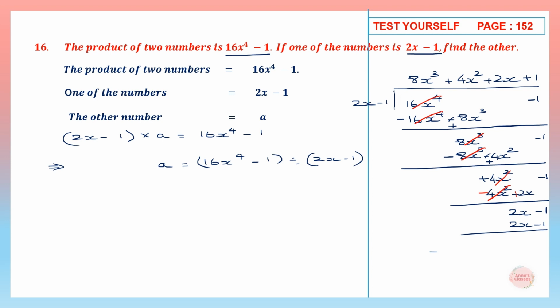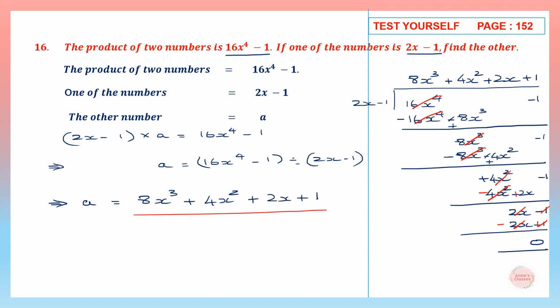So here we've got the same terms. Let's change the signs because we are subtracting. This becomes minus, this becomes plus. Now this gets cancelled and this gets cancelled, and our remainder is 0. So look at our quotient: 8x cubed plus 4x squared plus 2x plus 1. That is our answer, and that is the other number A. So let's write down: the other number A is equal to 8x to the power of 3 plus 4x to the power of 2 plus 2x plus 1. So this is our final answer.